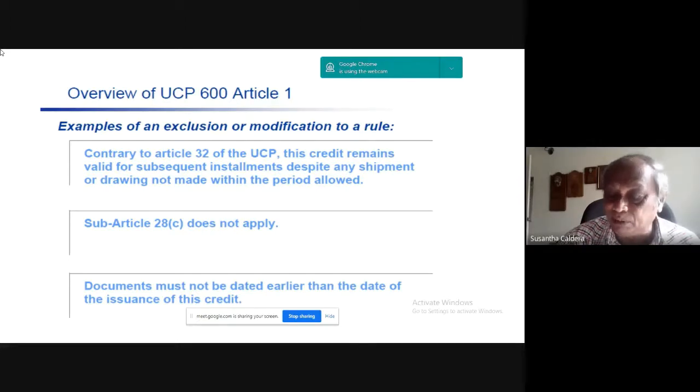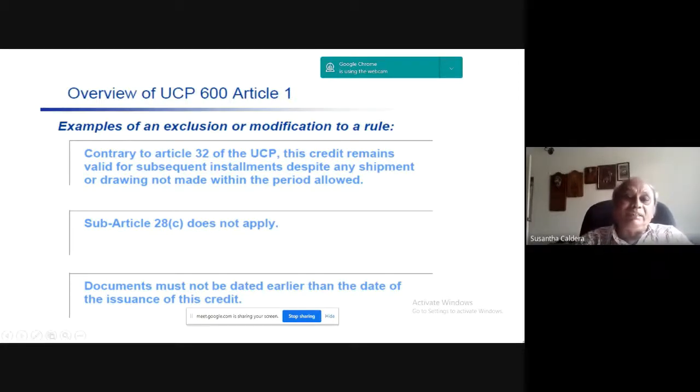Any standby letter of credit, when the text of the credit expressly indicates that it is subject to these rules, they are binding on all parties, unless expressly modified or excluded by the credit. Right?